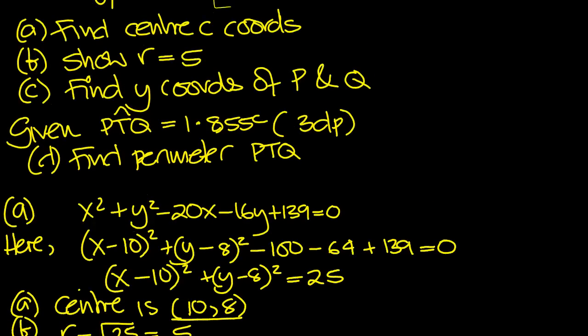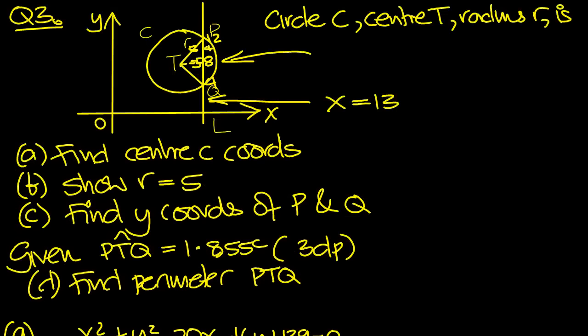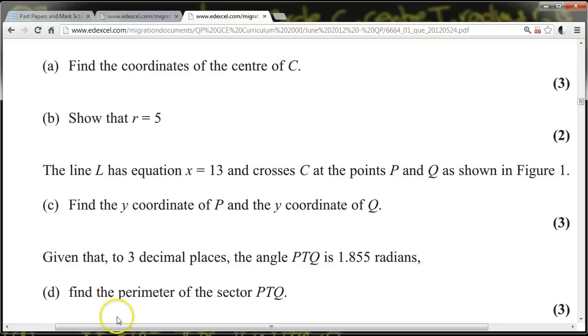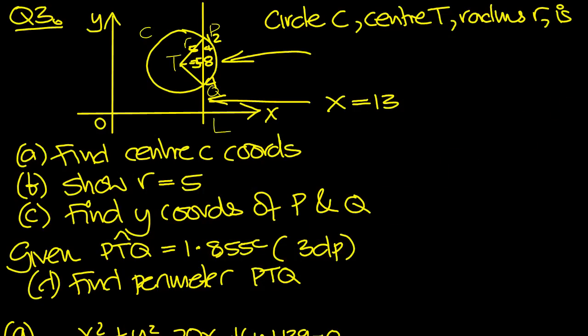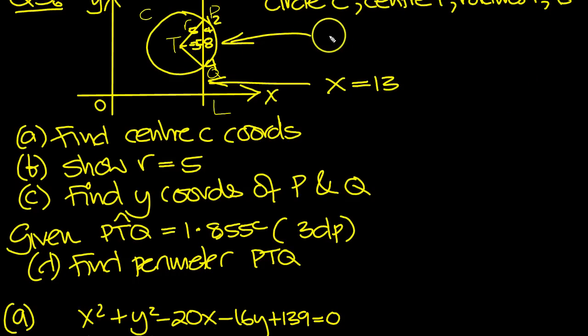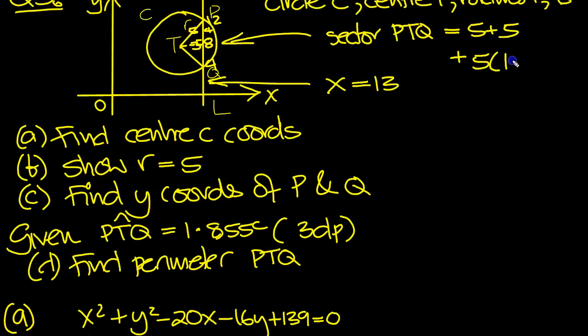Let's have a look at the question just to be absolutely sure it's a triangle. Because it might be the actual perimeter here, mightn't it? PTQ as part of the circle, not the triangle here. So I'm just going to flick back to the question. Sector PTQ. Okay, we need the sector. So that's why we needed the angle. So this sector PTQ would be 5 and 5 plus r theta, isn't it, for the arc length? So it will be r times 1.855.